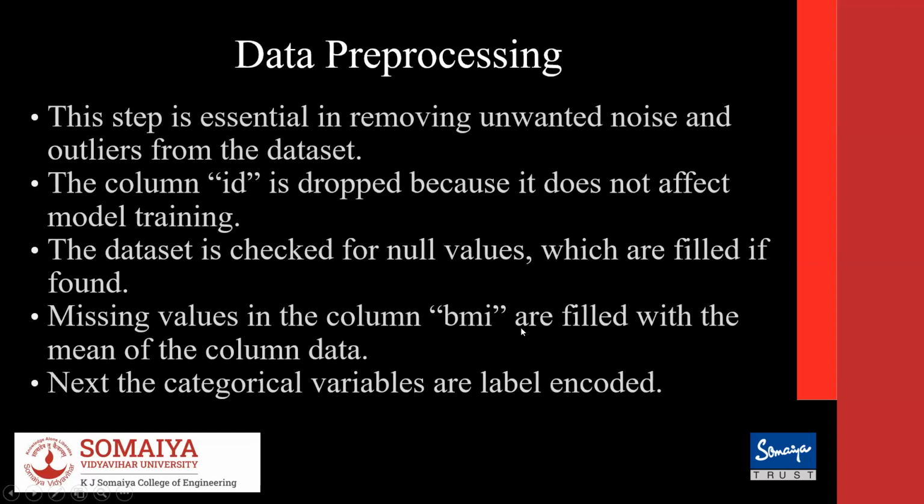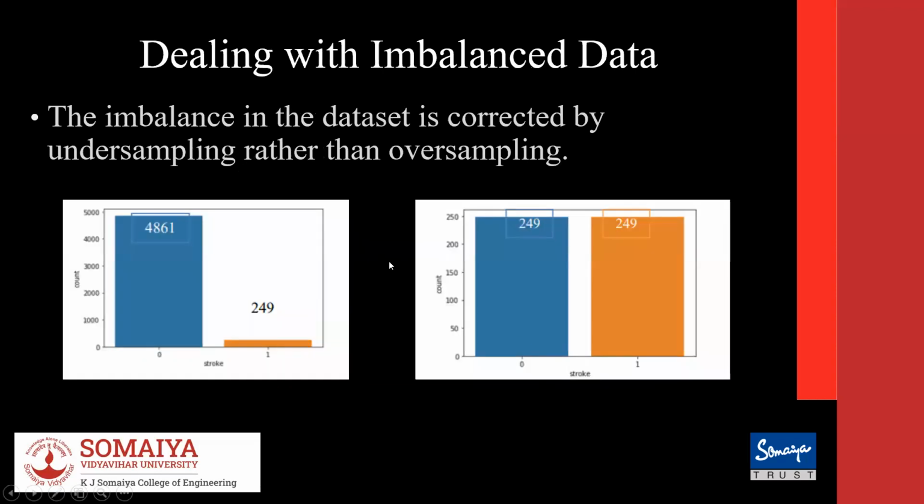Now data pre-processing. This step is essential in removing unwanted noise and outliers from the data set. So the column ID is dropped because it does not affect the model training. Next, the data set is checked for null values, which are filled if found. Missing values in the column called BMI, body mass index, are filled with the mean of the column data. And next, the categorical variables are label encoded.